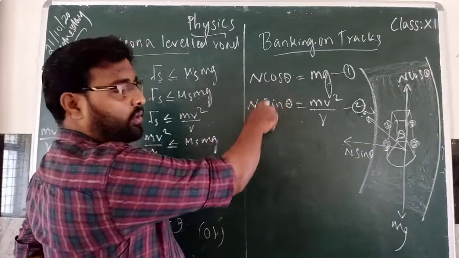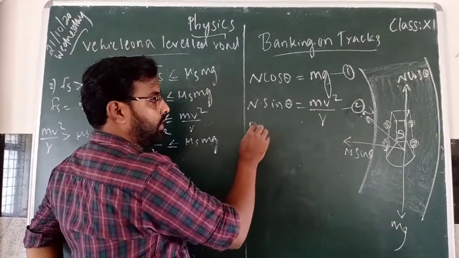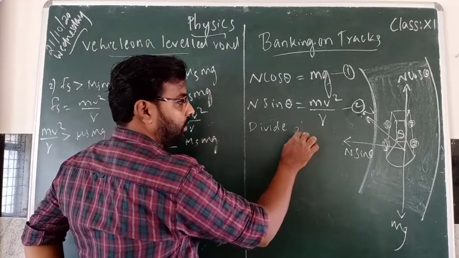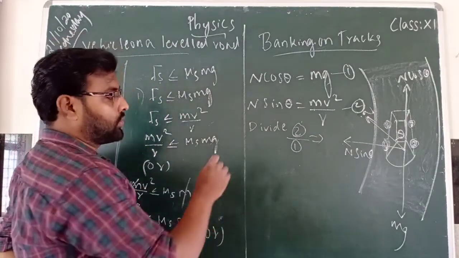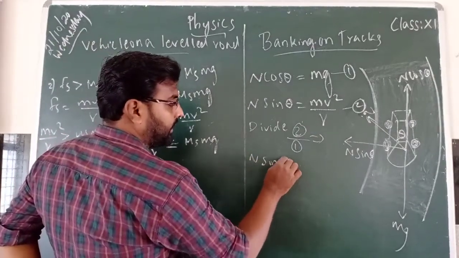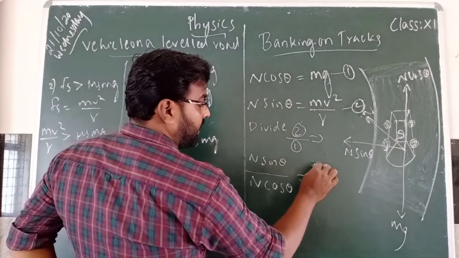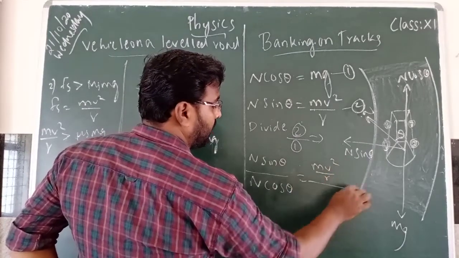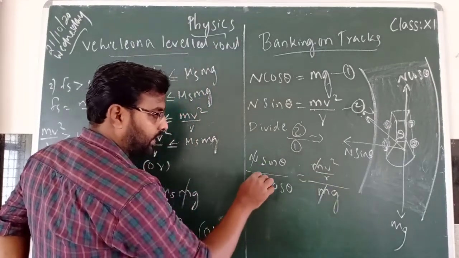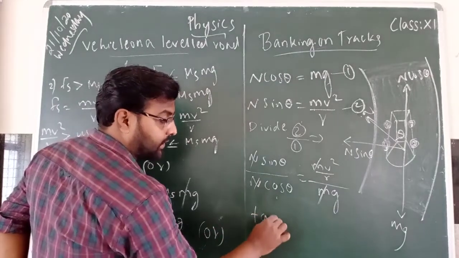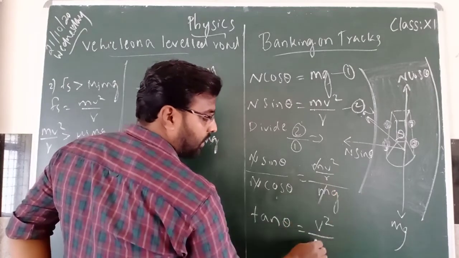Now we have two equations: N cos theta equals mg, and N sin theta equals mv square by r. Now divide equation 2 by 1. So what will you get? N sin theta by N cos theta equals m v square by r, whole divided by mg. M and m cancel, sin theta by cos theta is tan theta, equals v square by r g.